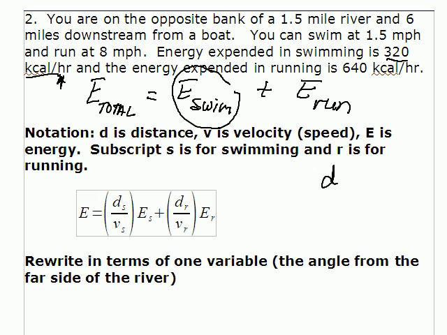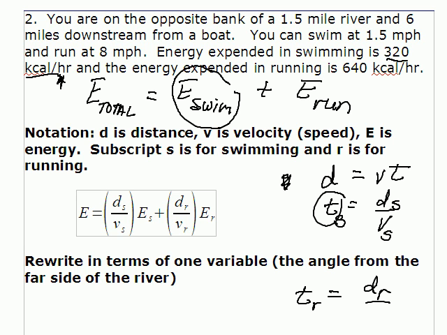You could say distance equals velocity times time, right? Or time is distance over velocity. This will give me the time. The time I spent swimming will be the distance swimming divided by how fast I swim. The time spent running is the distance that I run divided by how fast I run. So using that, we can construct this equation here, which is our starting equation.